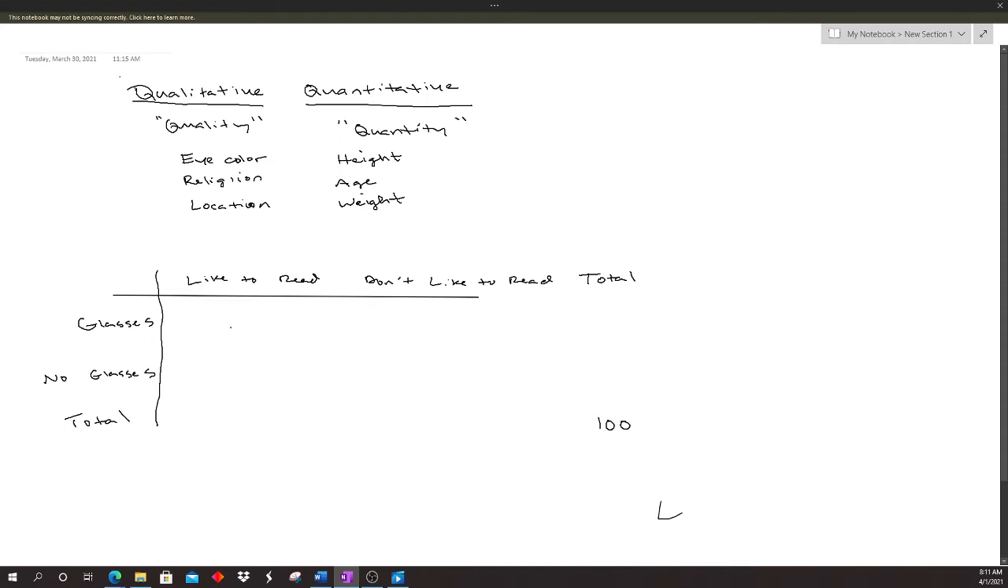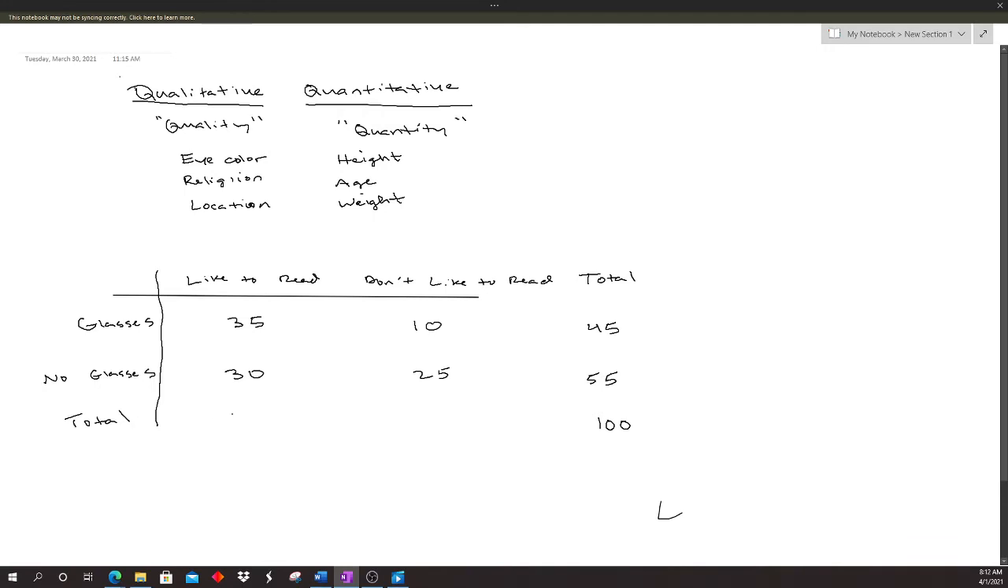So I'm just putting in some numbers here for an example. Let's say there's 35 with glasses that like to read. We'll put 10 here. We'll put 30 here. We'll put 25 here.